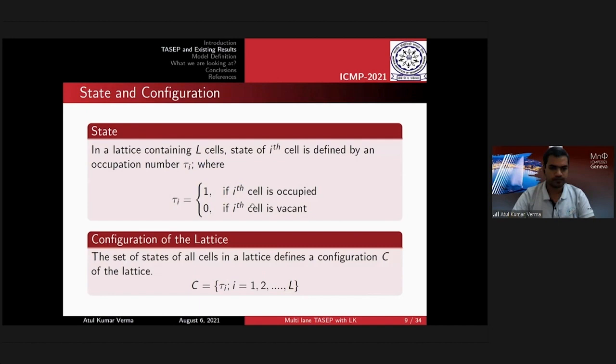So how do we study this? To move forward, we define a random number tau_i, a discrete random number, which has the value 1 if the ith site is occupied, and if there is no particle at the ith site, its value is 0. Similarly, we can define the configuration of the whole lattice as tau_i, where i belongs to 1 to L. L is the number of sites in the lattice.